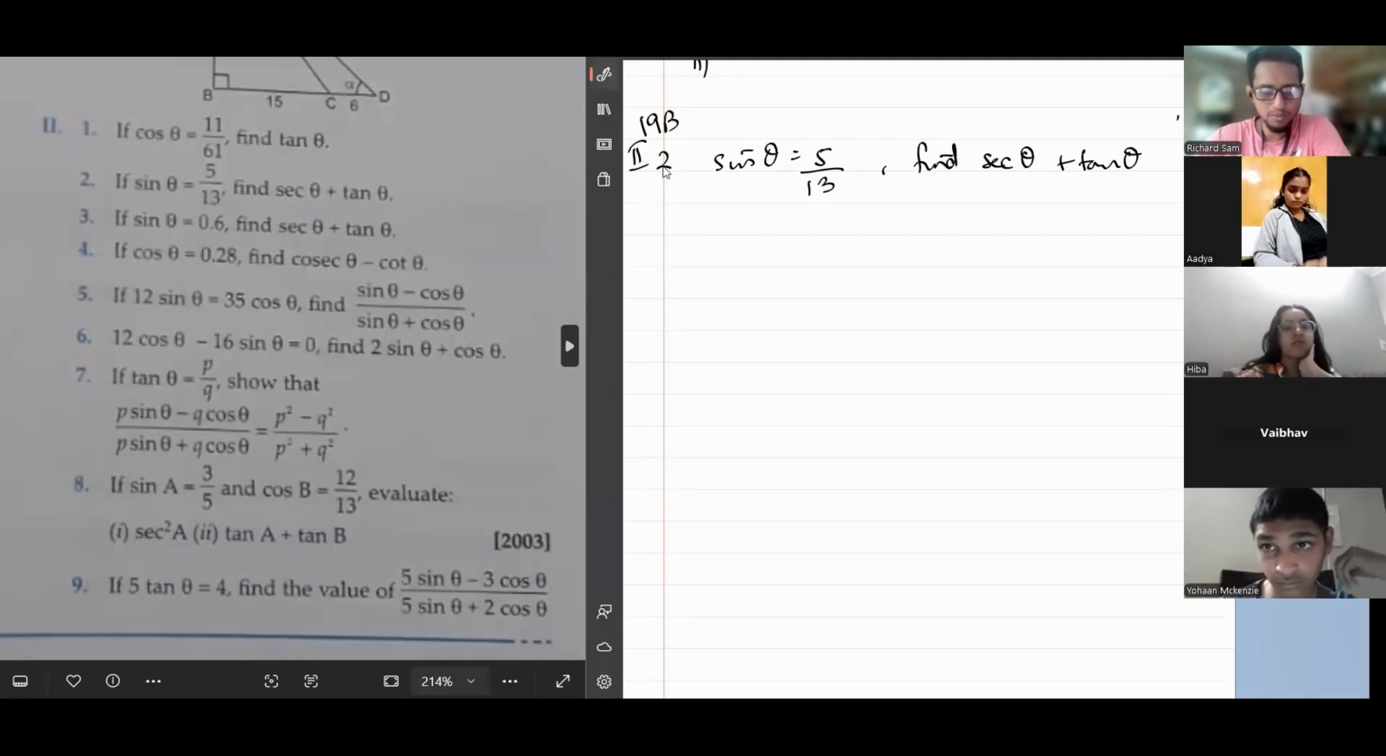Okay, so this question number 2. Sine theta is given as 5 upon 13. Find sec theta plus tan theta. So this is just from the previous exercise. What are we supposed to do first when we have a fraction like this?